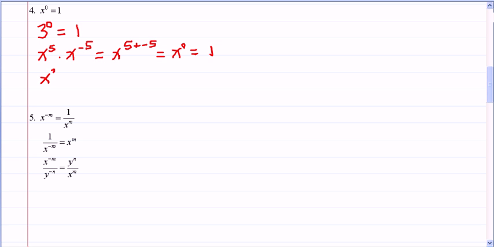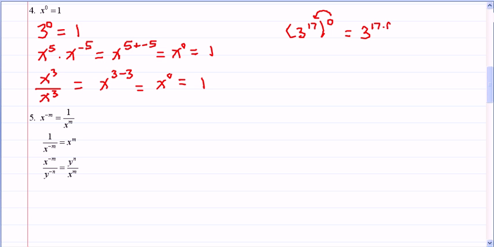If you had x to the third over x to the third, when you're dividing, you subtract. And if we take the top exponent minus the denominator, in this case it wouldn't matter because they're equal. 3 minus 3 is 0. And again, anything to the 0 equals 1. Another example is if you had 3 to the 17th raised to the 0. The 0 would multiply times the power, and that would be 3 to the 17 times 0, which is 3 to the 0. Anything to the 0 equals 1.